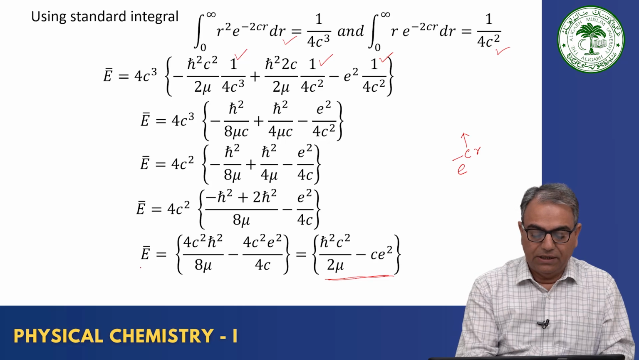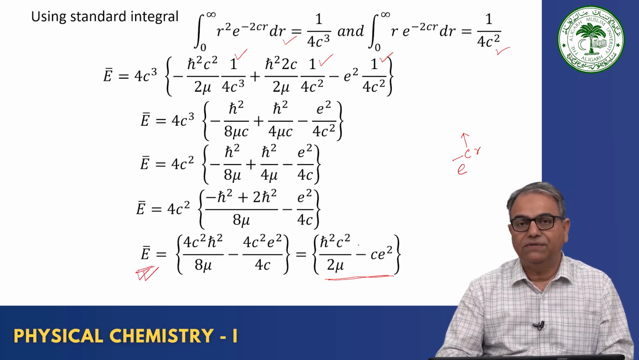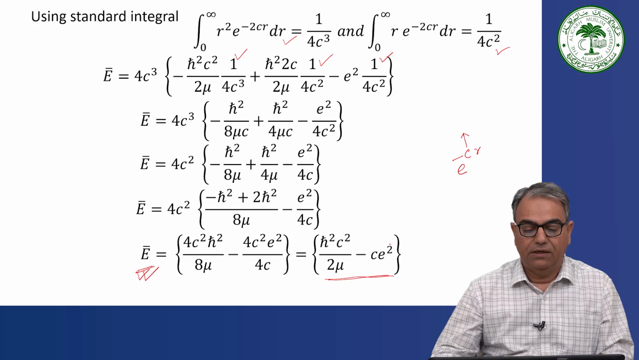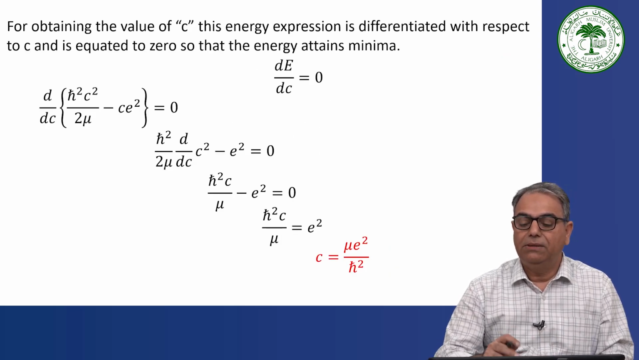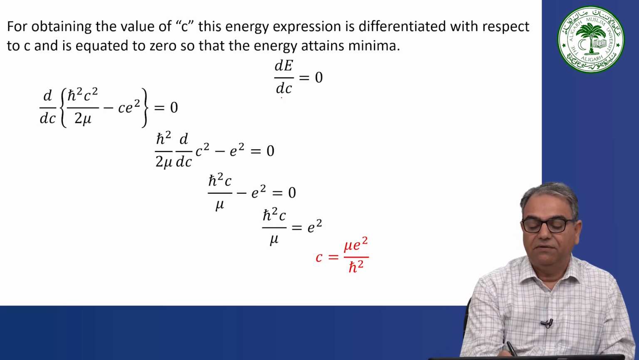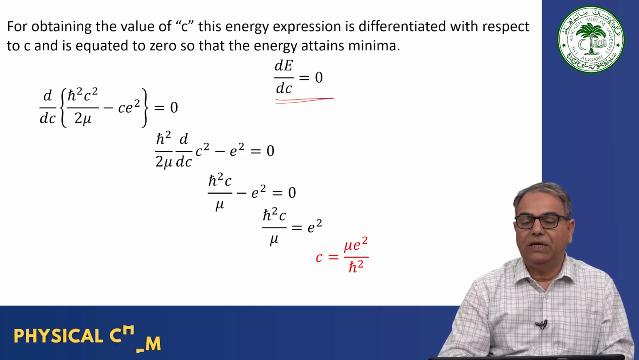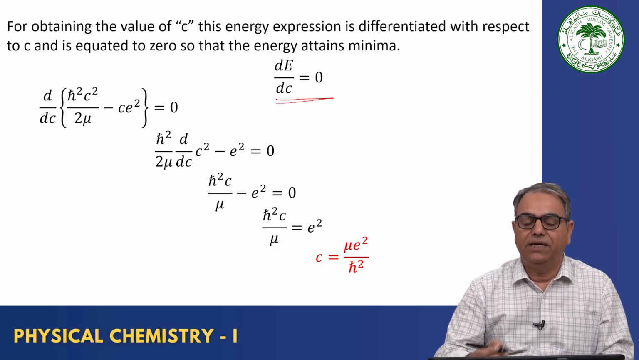So here you see the average energy, or the expectation value of the energy which we have obtained, is a function of c: h cross square c square divided by 2 mu minus c e square. Okay, so for obtaining the value of c, what do we do? We minimize the energy. In order to find the minima, we differentiate the energy with respect to c and equate it to 0. Any c value corresponding to this equation will be for the minimum value of the energy.